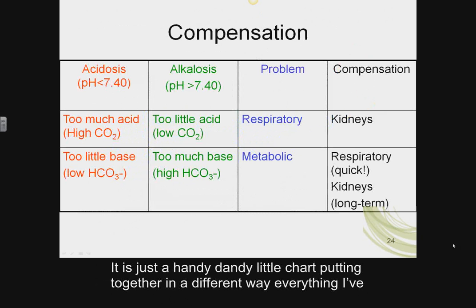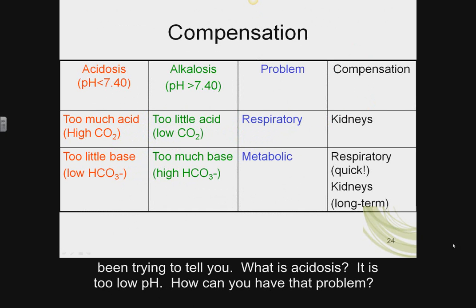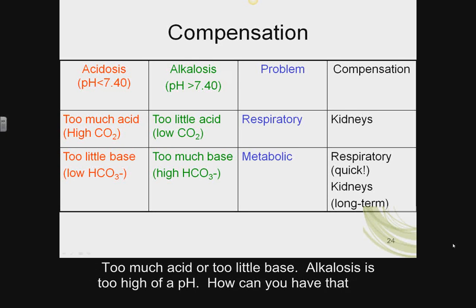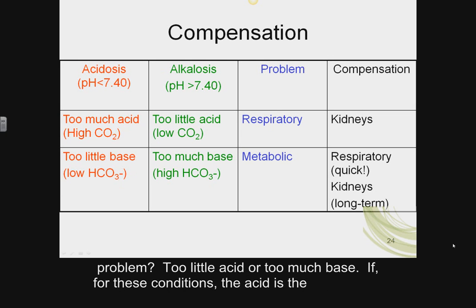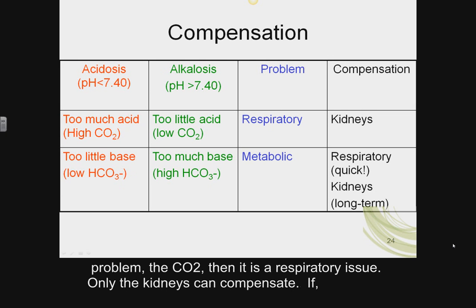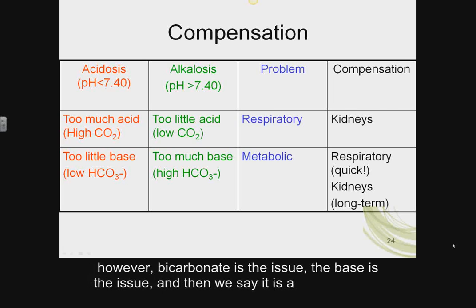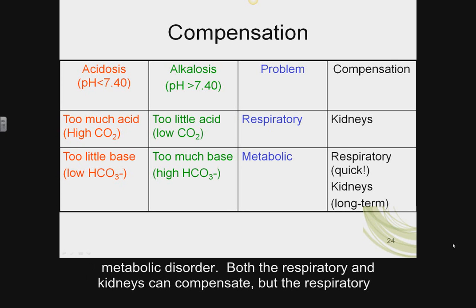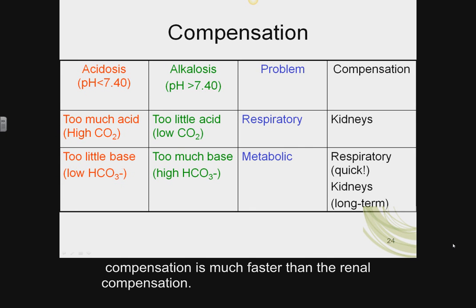This is just a handy-dandy little chart putting together in a different way everything I've been trying to tell you. What is acidosis? It is too low pH. How can you have that problem? Too much acid or too little base. Alkalosis is too high of a pH. How can you have that problem? Too little acid or too much base. If, for these conditions, the acid is the problem, the CO2, then it is a respiratory issue. Only the kidneys can compensate. If, however, bicarbonate is the issue, the base is the issue, and then we say it is a metabolic disorder. Both, then, the respiratory and kidneys can compensate, but the respiratory compensation is much faster than the renal compensation.